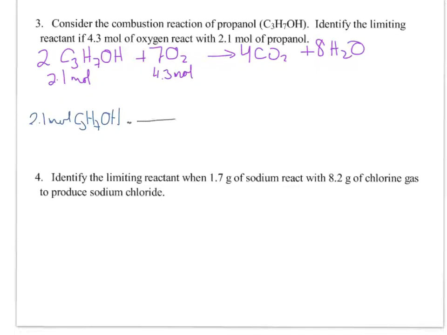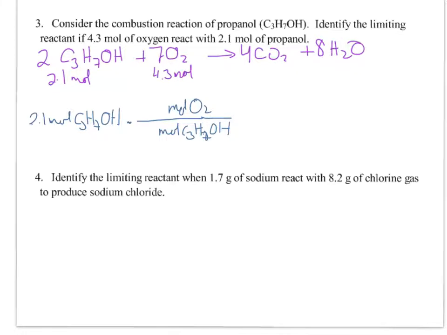I'm going to do a conversion factor. On the bottom, I'm going to put moles of propanol. On top, I'm going to put moles of my other reactant. And since I'm given moles here, then I want to end up with moles so I can compare the two numbers. If I were given grams, then I'd continue and go to grams. So you need both of these to be the same unit so that you would compare them.